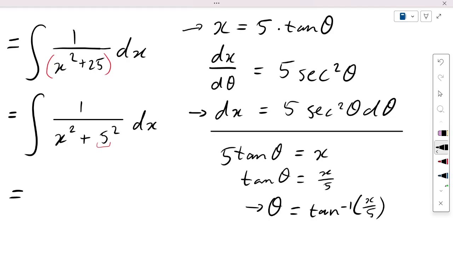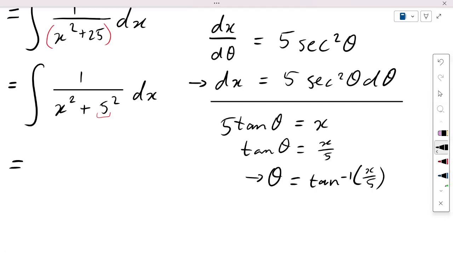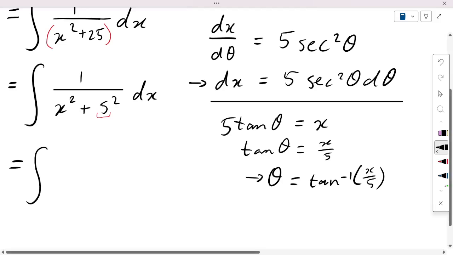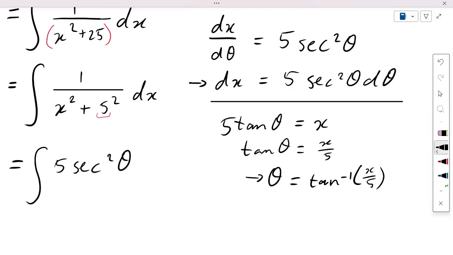Now we need to replace dx. So let's do that. dx is equal to 5 secant squared theta multiplied by d theta, right? So that's going to be the integral of, and I'm just going to put the 5 secant squared theta at the top, and d theta outside the fraction like that, just to make it easier to read. And then what we have at the bottom is this.